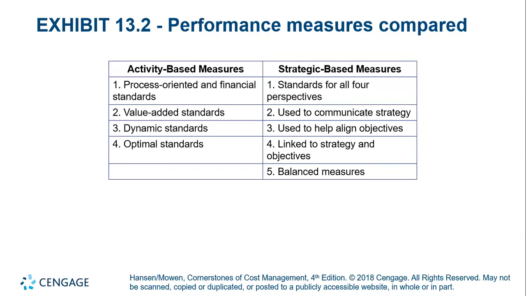Okay, now we have the performance measures compared. In activity-based, measures are process-oriented and financial standards. Strategic-based measures are standards for all four perspectives, the four perspectives in the balanced scorecard. Then, activity-based uses value-added standards, while strategic-based is used to communicate strategy. Activity-based has dynamic standards, while strategic-based is used to help align objectives. Activity-based has optimal standards, while strategic-based is linked to strategy and objectives and balanced measures.